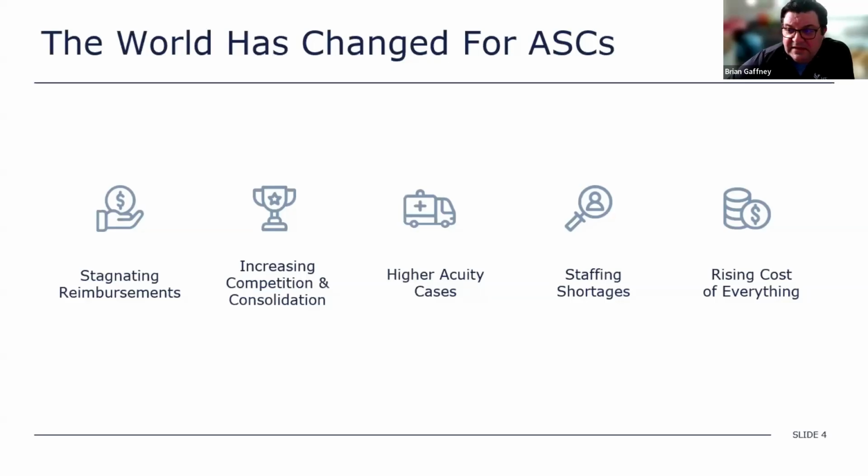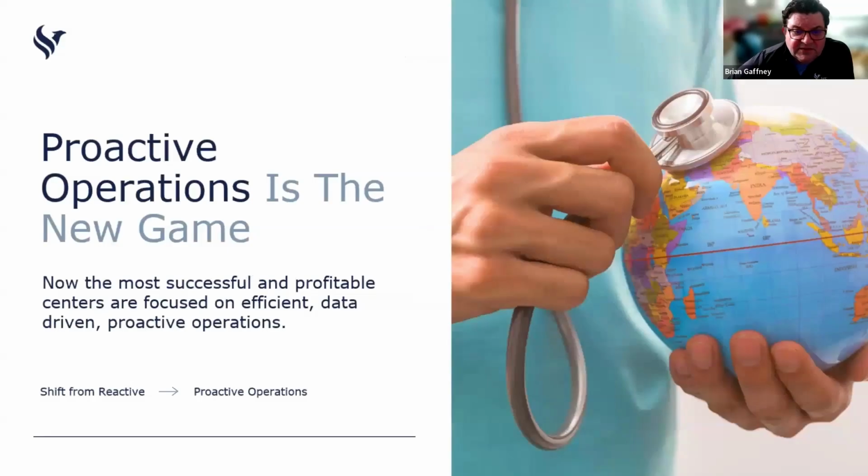And this is really making the industry focus on proactive operations. We see the most successful ASCs are really focusing on making data-driven decisions. They're looking at all their workflows and they're doing everything that they can to automate as many things as possible and using hard data to make operational decisions within the ASC.